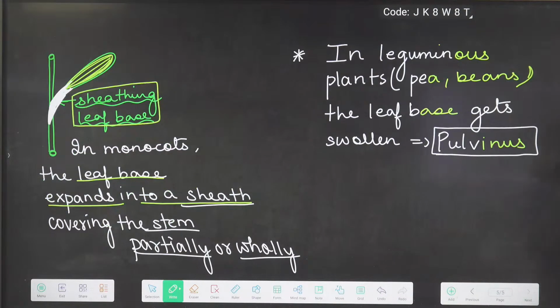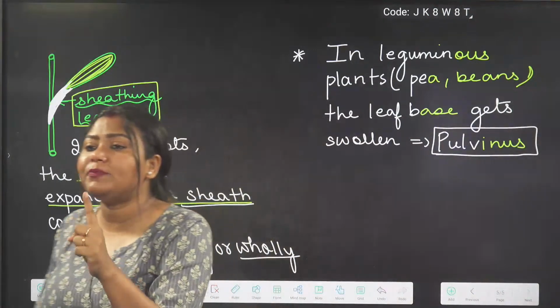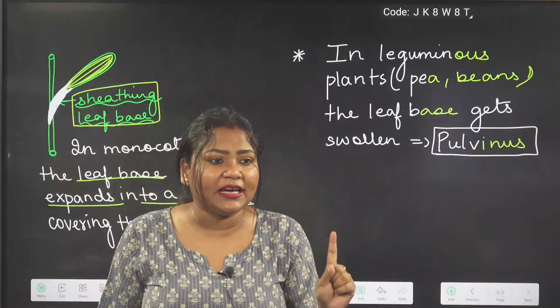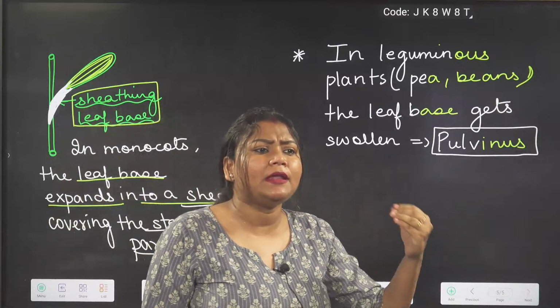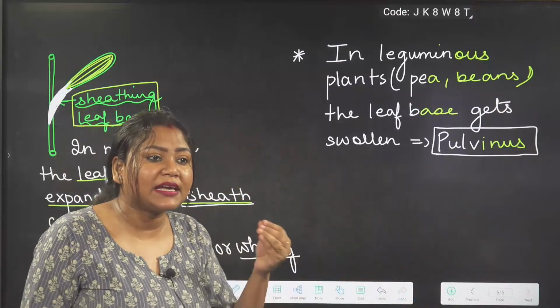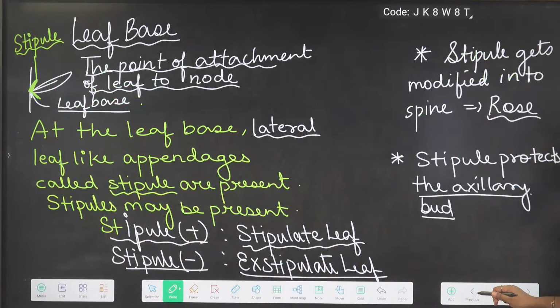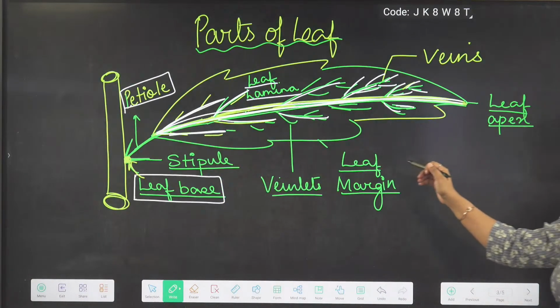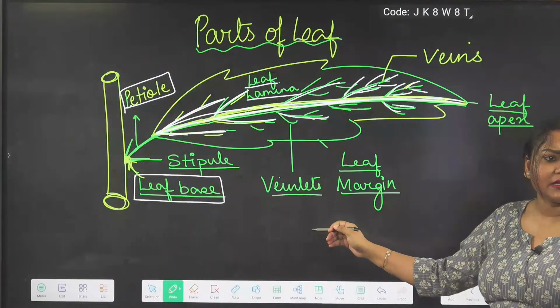Am I clear to everyone? Yes or no? Remember, in monocots, which type of leaf base is present? Sheathing leaf base. Okay, in leguminous plants like pea, bean, pulses, the leaf base gets swollen to form what? Pulvinus. And here was the diagram of leaf which I had given. Okay, next.